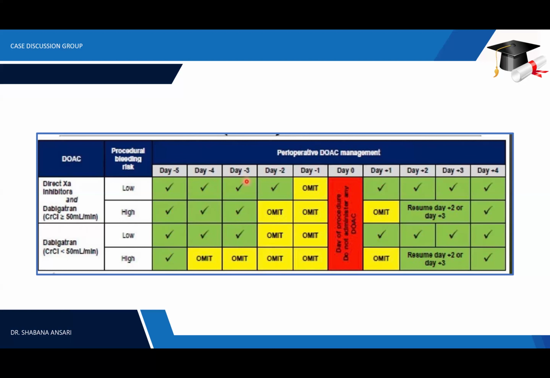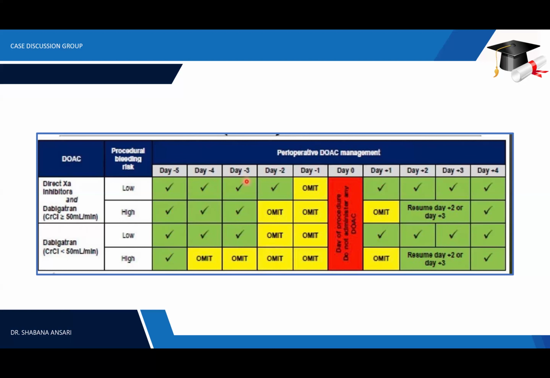Then after 1 day of the surgery, it will still be omitted. And on post-operative day 2, we will restart it because they have shown green. So we will resume on either day 2 or day 3 of the surgery. This second column, resume day 2, day 3. And on day 4, it will continue as usual.